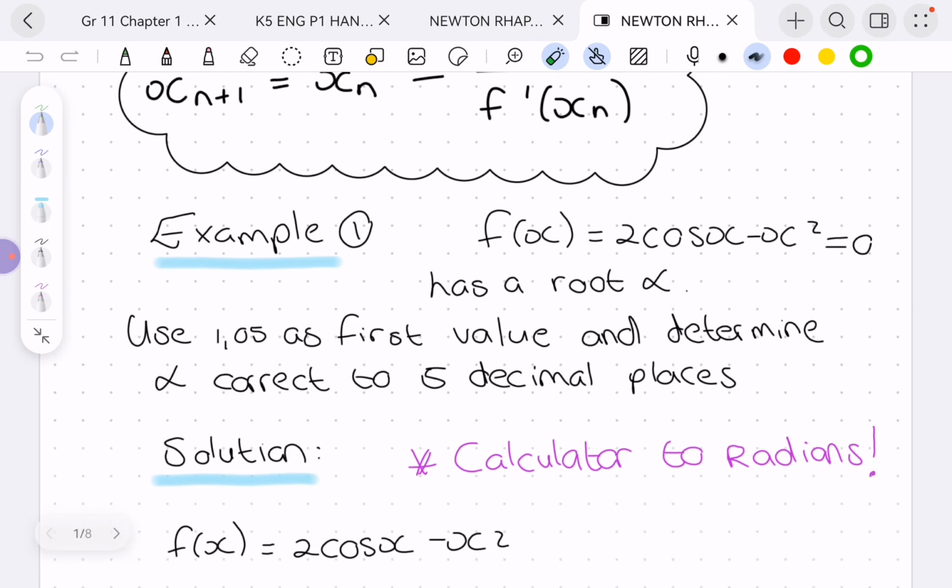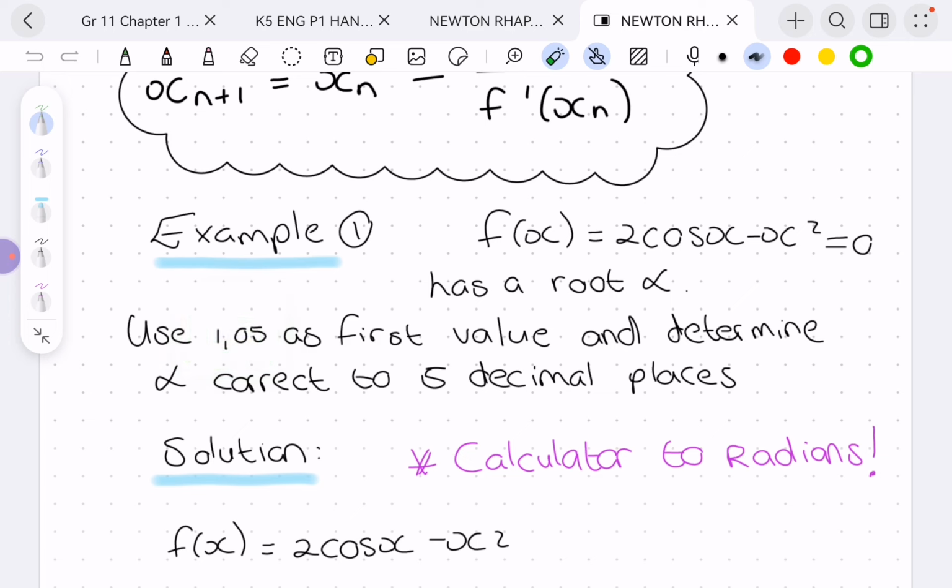Let's take an example. Kyk na 'n voorbeeld. As ek het hierdie funksie 2 cos x min x kwadraat. 2 cos x minus x squared equal to 0. It has some type of root, and they're asking us to go and find the root. They tell us what to use as first approach.